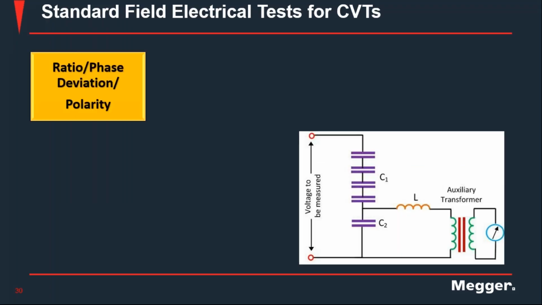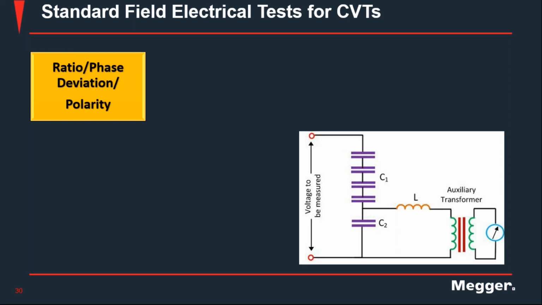A couple of details about CVTs. CVTs are basically a combination of an inductive part, like any regular VT, but then you have a capacitive section that helps in reducing the voltage and helps in the ratio of these instrument transformers, making these types of voltage transformers more economical and practical to build.